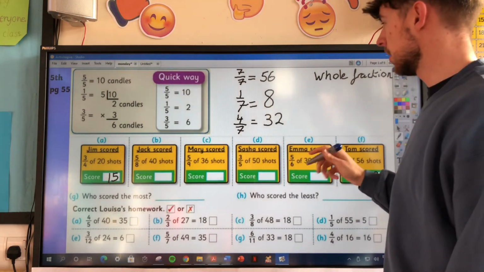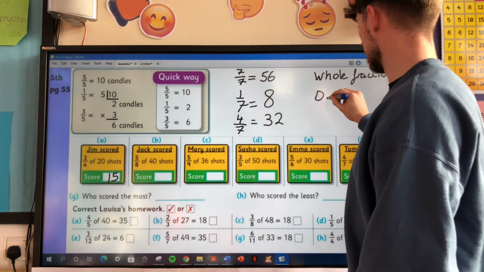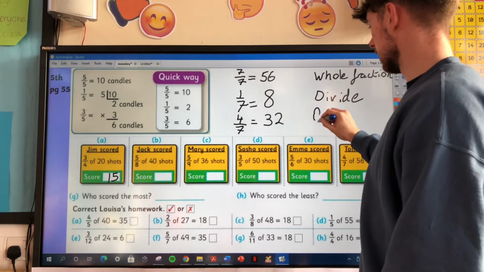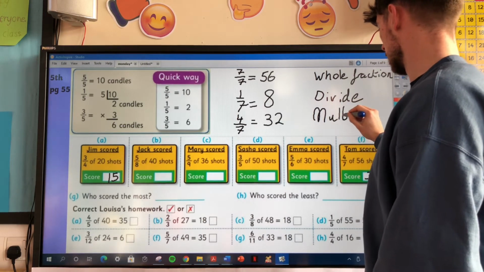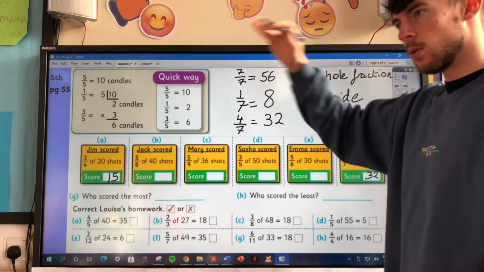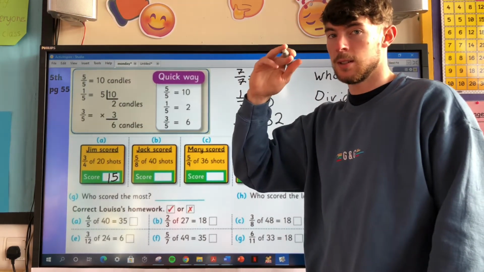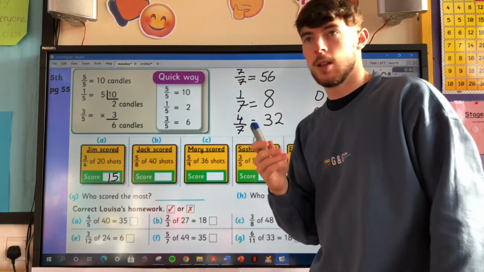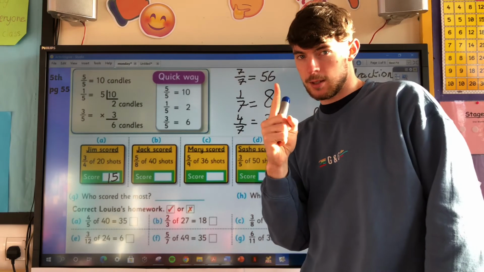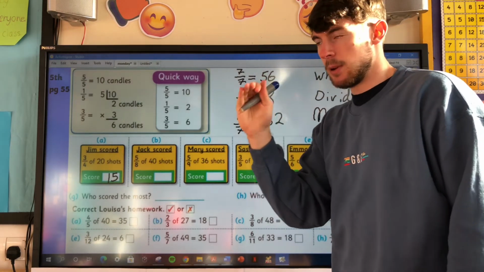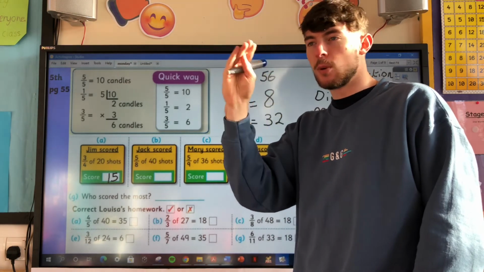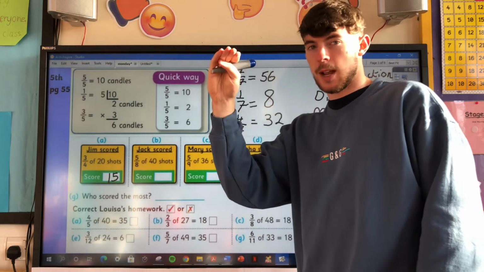And then the next thing we do is we divide. And the last thing we do is multiply. Okay, so we get the whole fraction. So that was 7 out of 7. We know that was 56. We then break it down all the way to one part. So 1/7. We got 8. And then we brought it back up to what we wanted. So the part that we desired. We wanted to get 4/7. So we brought it back up to that.